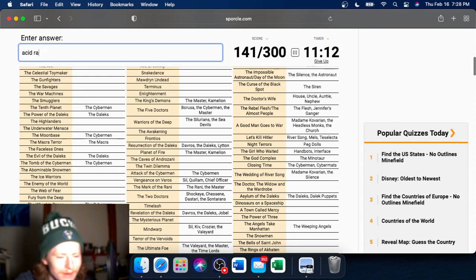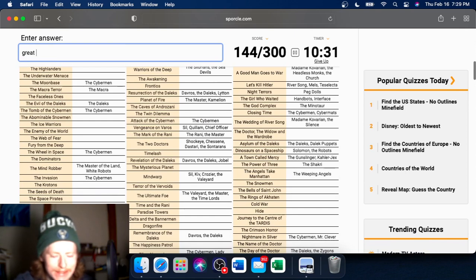Acid Rain. The Wood People. The Trees. The King and Queen. No, yeah, I don't know what answer they're looking for here. There could be a name for him. I just have no idea what it is. Dinosaurs on a Spaceship. Solomon is his name. Town Called Mercy. Collar Jex. Boom. Power of Three. The Cubes. No, it's the Shakri.